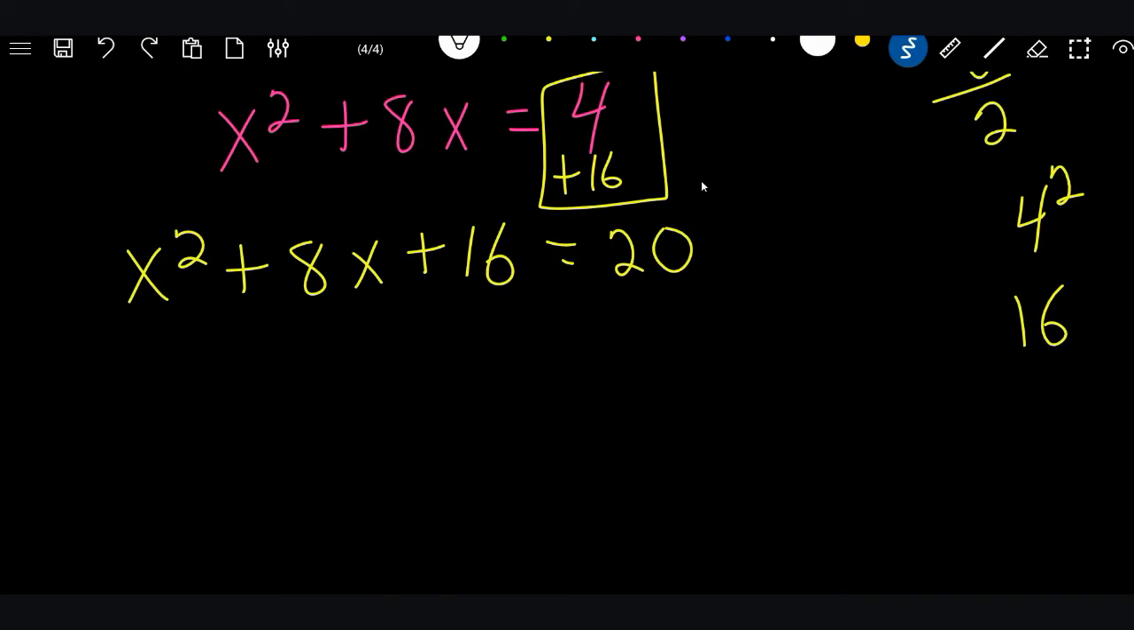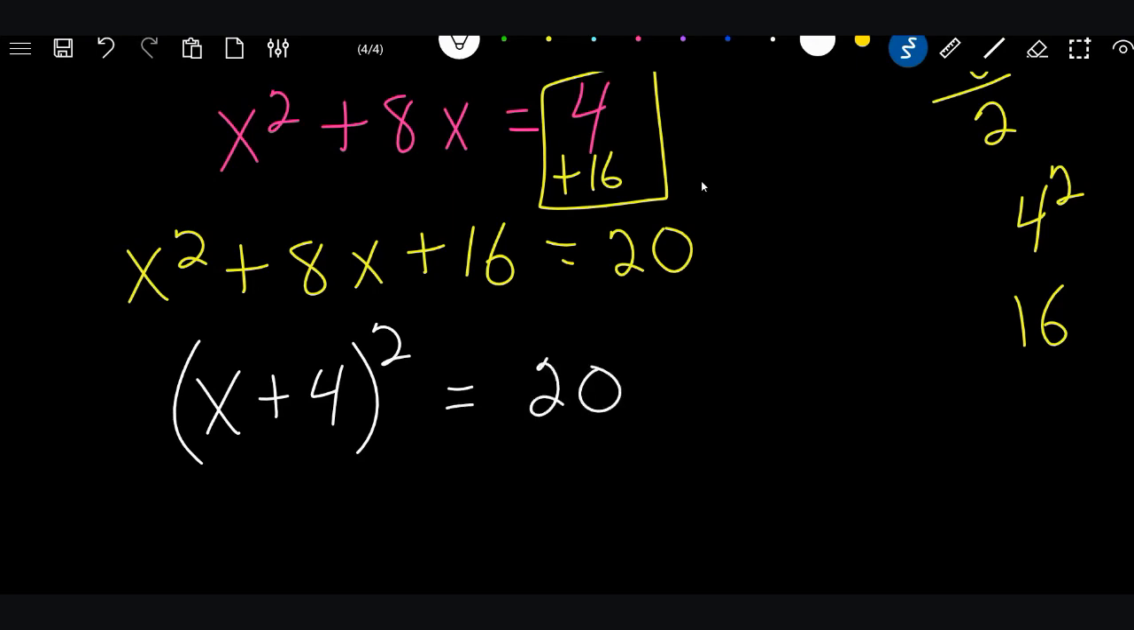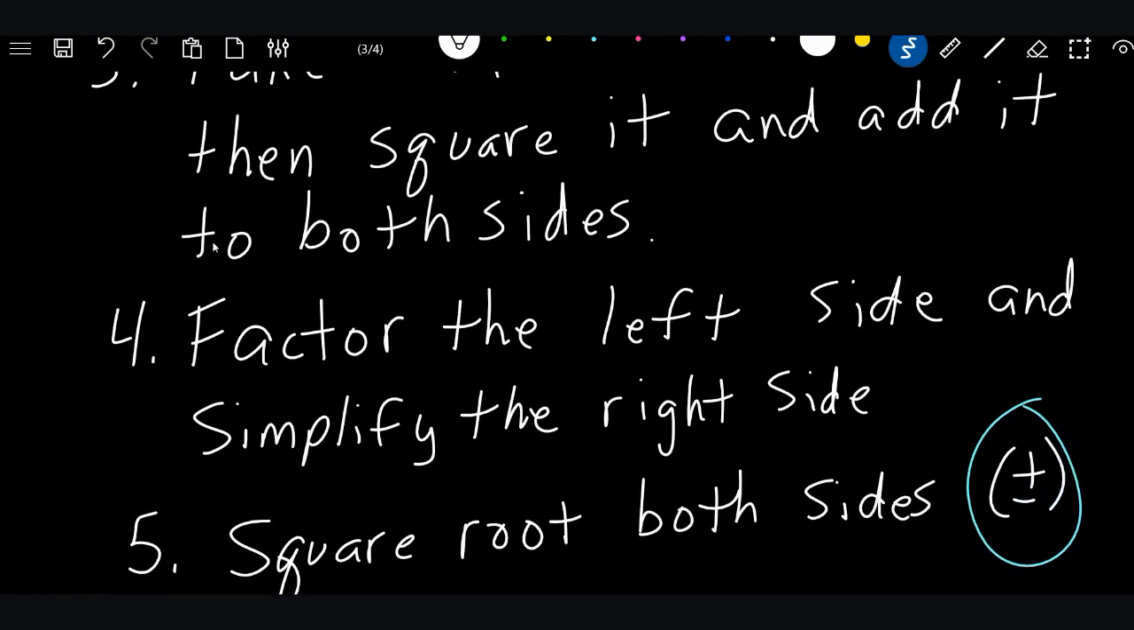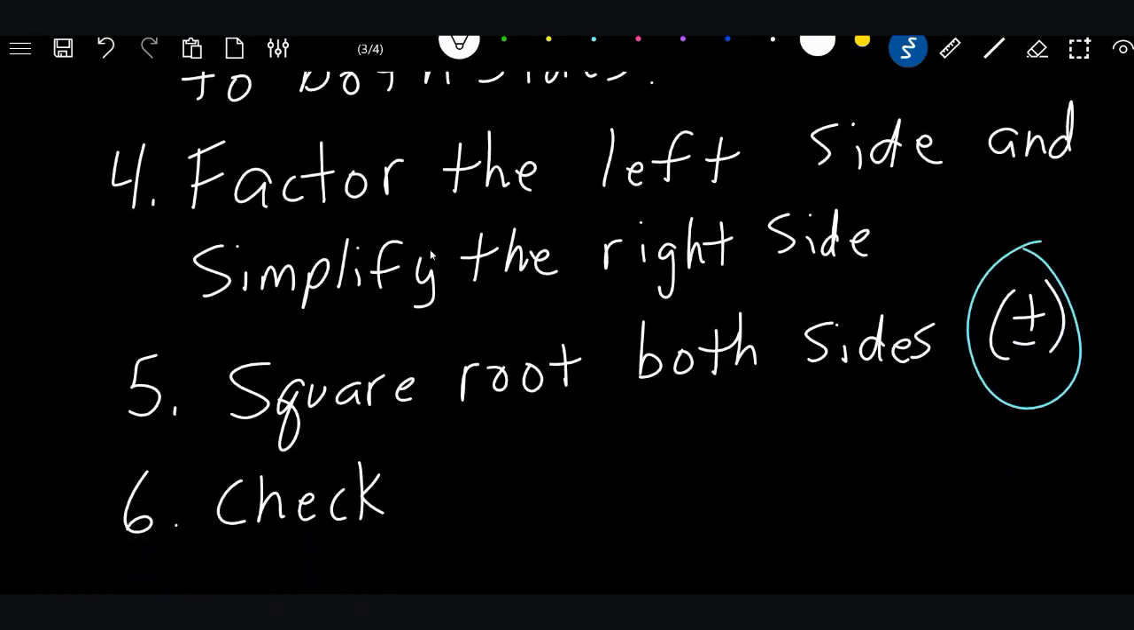So what do we get? We get x plus 4 squared. Write it like that. Don't write it x plus 4, x plus 4. Okay? And I'm going to show you why not in just a second, but this is the way to write it. Equals 20. Okay, so we simplified, that was our step number 4. We factored the left side and simplified the right side, so we basically now have it ready.